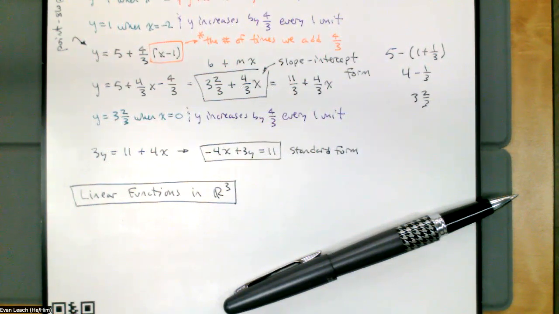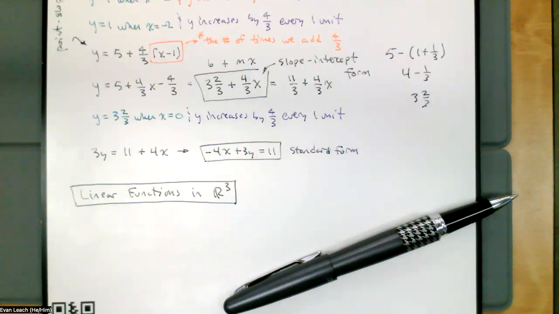A linear function in R2 describes a line. So just guess, what would a linear function in R3 describe? A linear function makes a line, but in R3, what's it going to make? A plane. Perfect.